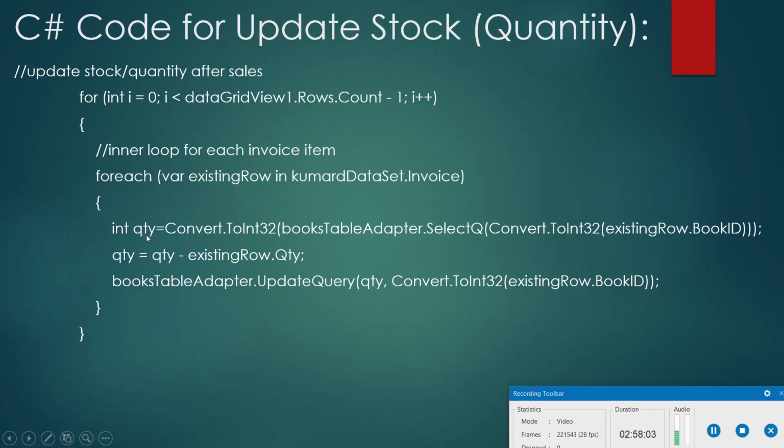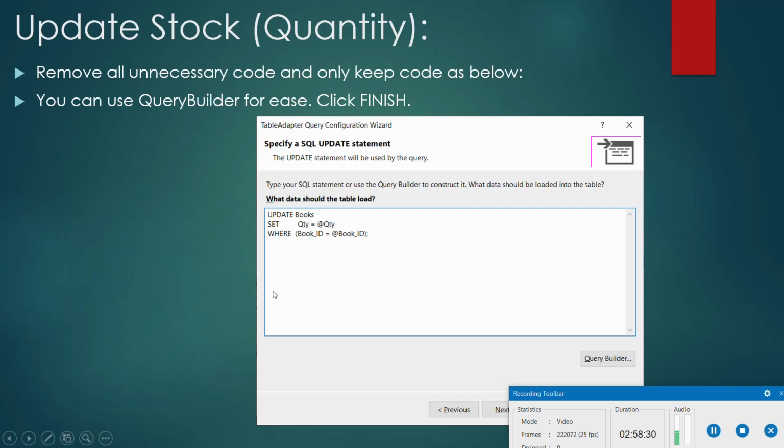So once you have the quantity into quantity, you're going to subtract the quantity. So the new quantity is quantity minus existing row dot quantity. So if you ordered two books and you had like 50 books in your stock, the new quantity will now be 50 minus existing row quantity, that is two books, that is 48. And then after that you're going to execute the update query that I have just shown you here. Update book, set quantity is equal to new quantity, where book id is equal to at the rate book id.